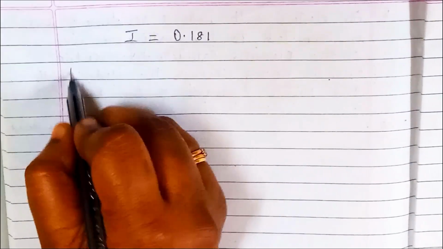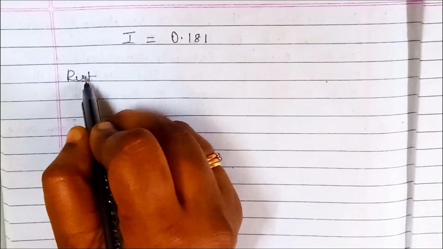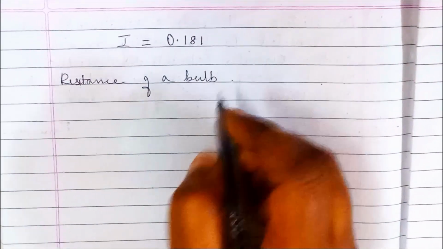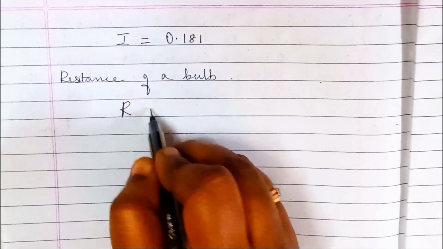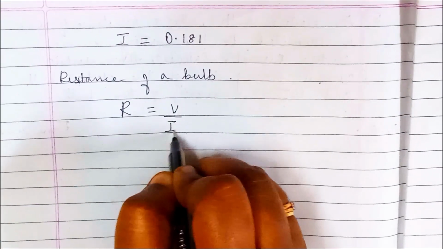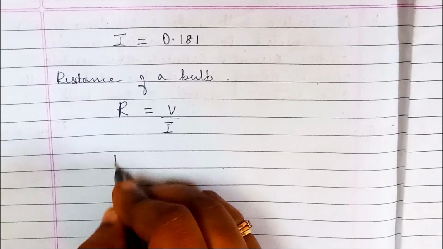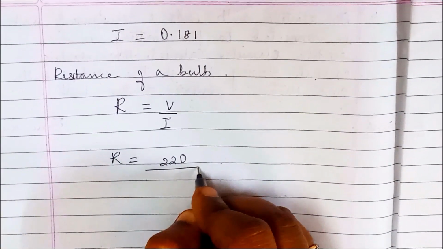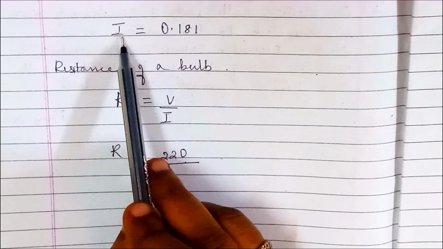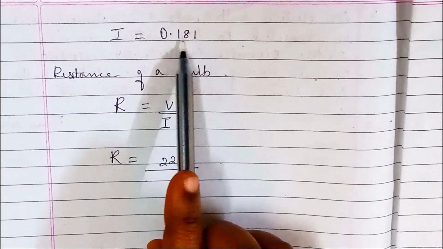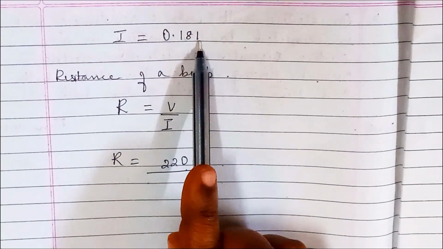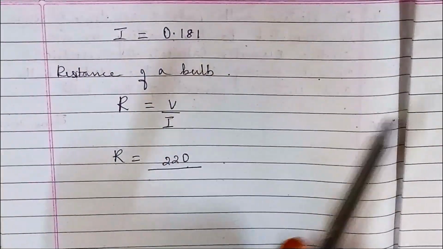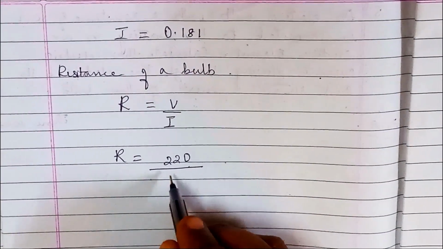Now what they are asking us is to find the resistance of a bulb. So now R is equal to V by I. R is equal to V, which they have given as 220 volt, divided by I. Now you see I have taken 0.181. It is not necessary to take 3 digits after the point. If you just take 2 digits, that is more than enough.